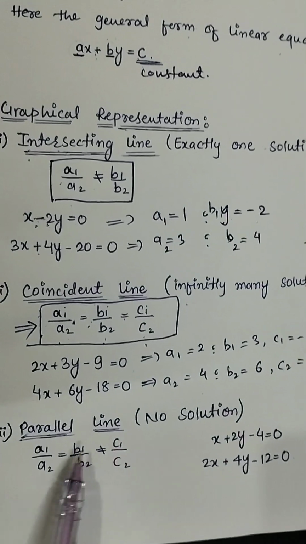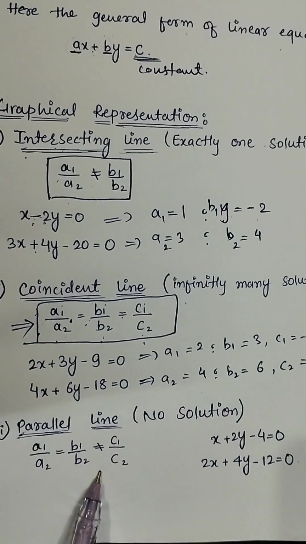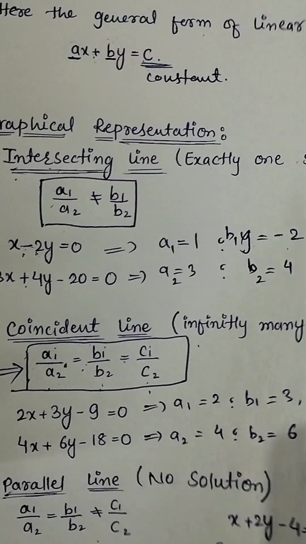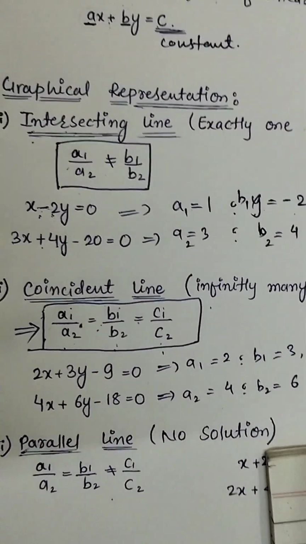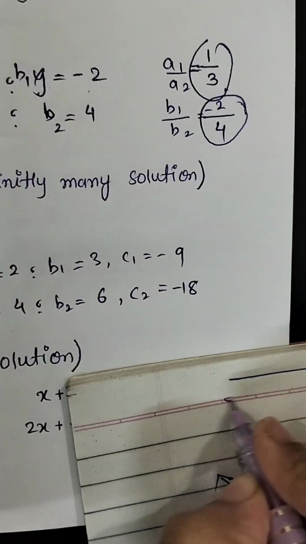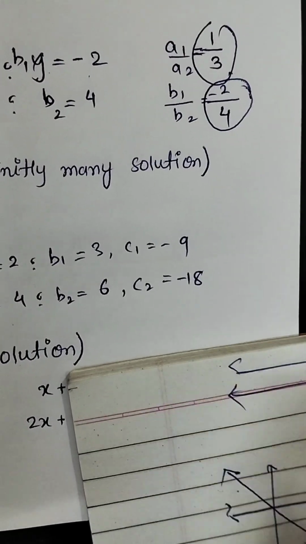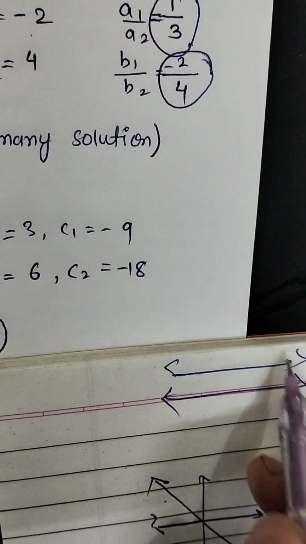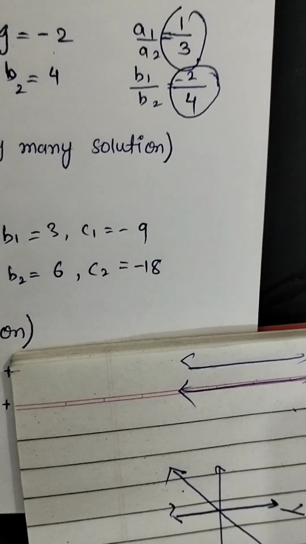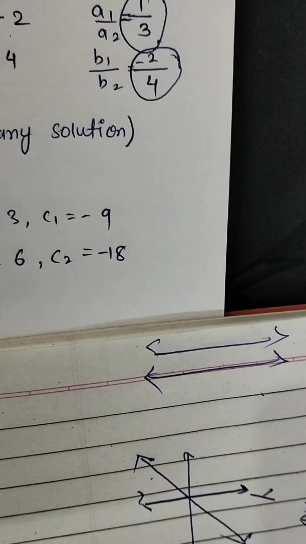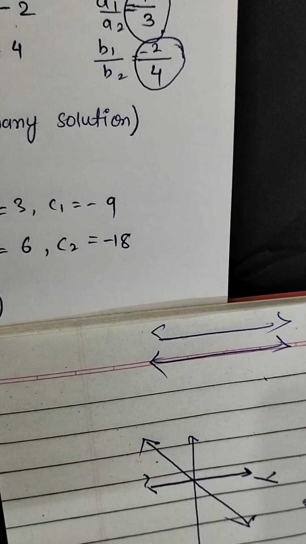Okay, what are parallel lines? We know that parallel lines are lines that do not intersect each other, such as the opposite sides of a rectangle. The opposite sides of a rectangle are also known as parallel lines.